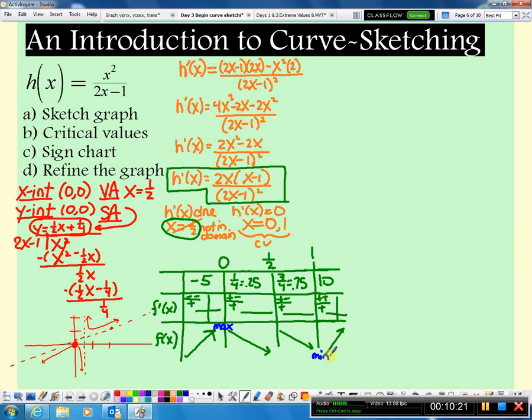Let's see. I am saying that I've got a max at x equals 0. If I do h of 0, well, I already know that I get 0. So the max is at the point 0, 0. I already knew that 0, 0 was a point on the graph, so that was goofy. I've got a min at, according to my sign chart, x equals 1. So h of 1 would be 1 squared over 2 times 1, which is 2, minus 1. So I'm getting a half. So I'm getting a min at 1 comma 1 half.